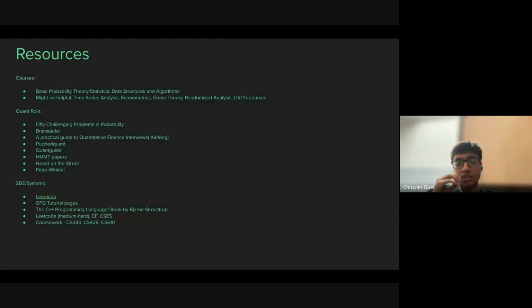Also, the coursework mentioned: CS330, OS, CS425 networks. These are very sufficient resources for systems preparation. CS610 is programming for performance. There are some topics in this course which are among the most common questions in systems interviews. So if you have not even taken the course, I would suggest that at the end, or when the interviews are closed, you should go through those slides. The slides are publicly available for this course on the web page.